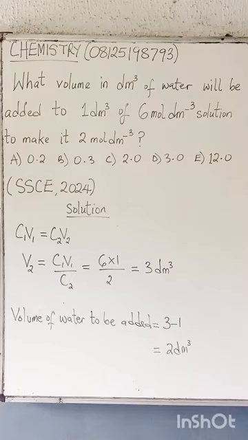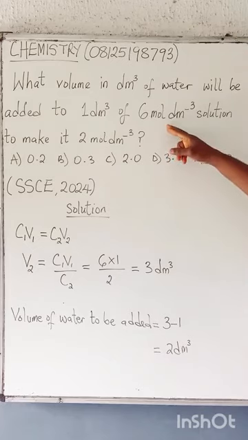We have a 2024 SSCE problem on the board to be solved, and the problem goes this way. What volume in dm cubed of water will be added to 1 dm cubed of 6 mole per dm cubed solution to make it 2 mole per dm cubed?